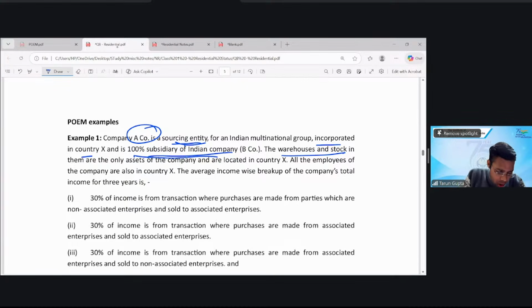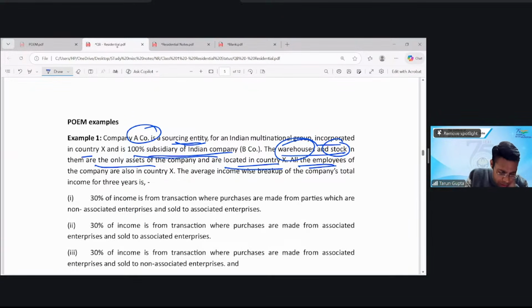The warehouse and stock in them are the only assets. The assets of A company, the warehouse and stock, are located in country X. So 100% of my assets are located in country X. So I satisfy one of the conditions of ABOI. I don't have assets in India. It allows less than 50% in India, but in this case, I don't have a single asset.